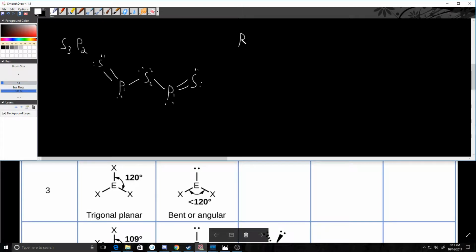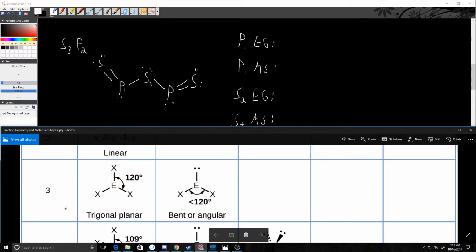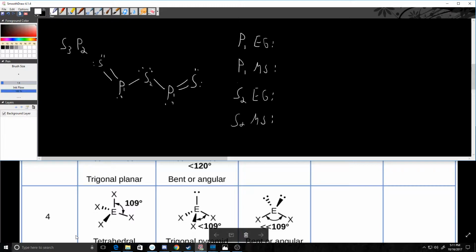So now I'm going to have an electron geometry for my 2 phosphoruses. I'm going to have molecular shapes for those 2 phosphoruses. And then the same thing is true for my central sulfur here. So that's going to have an electron geometry, and it's going to have a molecular shape. I would say let's start with sulfur. We have 1, 2, 3, 4 electron groups, 2 of which are lone pairs. So I need 4 and then 2 here.